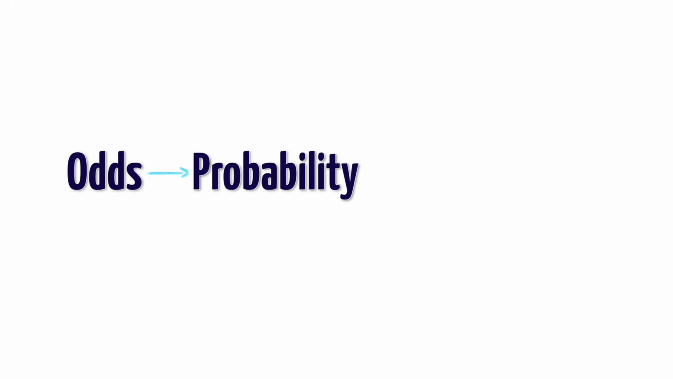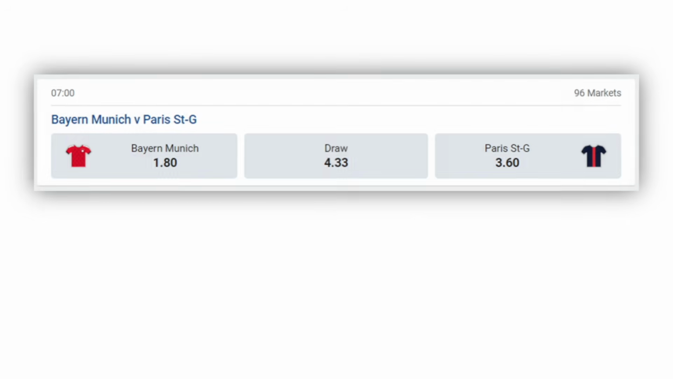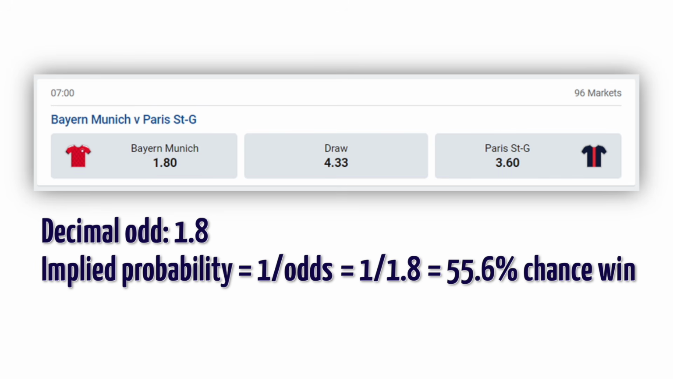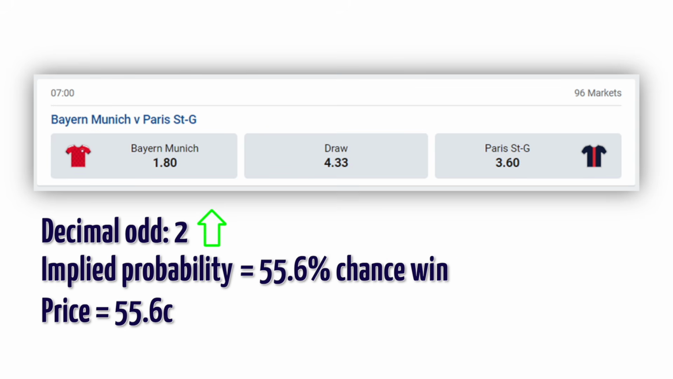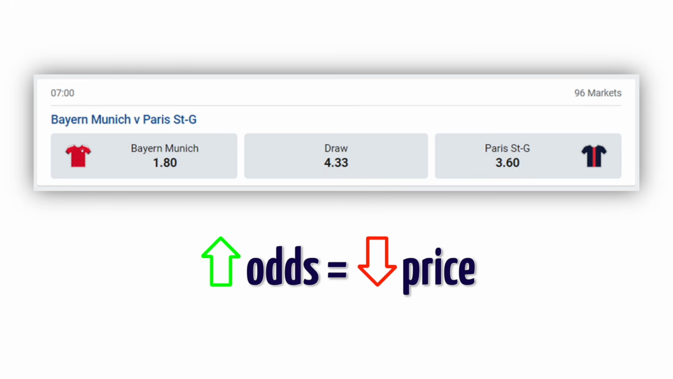In betting, the odds you get from a bookmaker represents the implied probability of an event happening, which is proportional to the price you pay. For example, if we look at the bet on Bayern Munich, decimal odds of 1.8 means the implied probability is 1 over the odds, or 1 over 1.8, which is an implied 55.6% chance of Bayern winning. We can think of this as representing the price we pay, which is 55.6 cents. If the odds were higher, the implied probability would be lower, meaning a lower price. It's a bit counterintuitive, but as you can see, higher odds means a cheaper price.